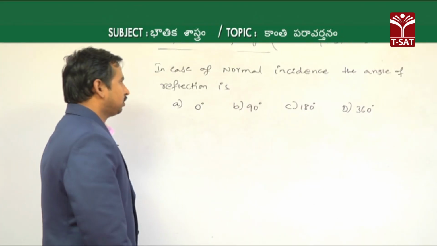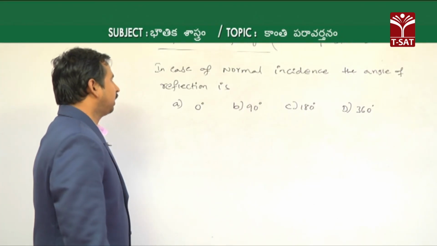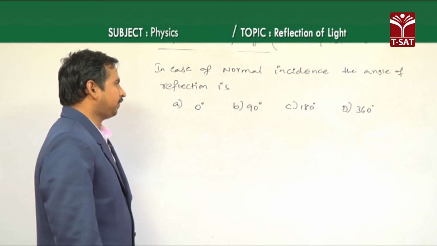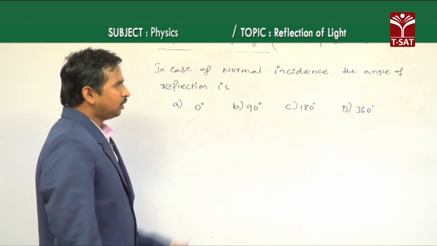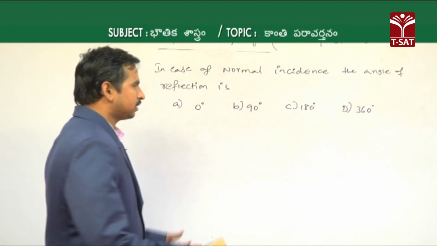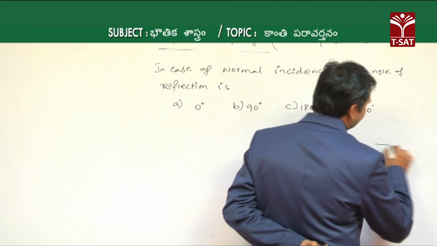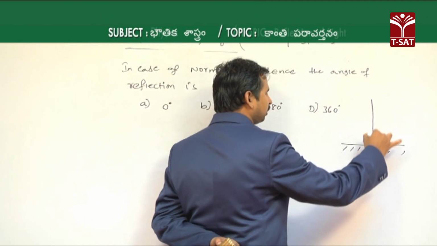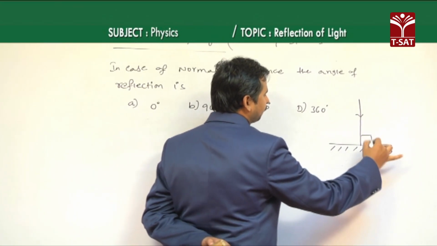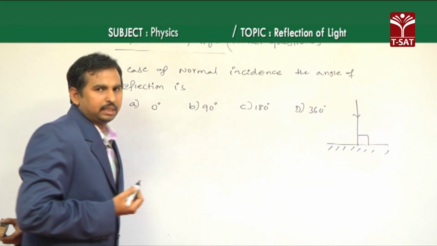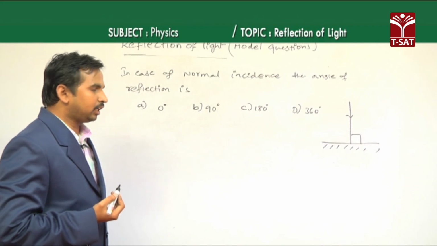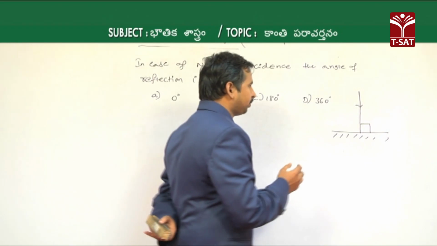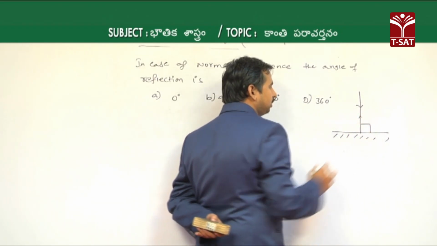Now, we will see another question based on reflection on the plane mirror. In case of normal incidence, the angle of reflection is, okay. See, normal incidence means the light ray is passing along the normal. For example, if this is the plane mirror, the light ray is incident on the mirror perpendicular to the surface. This is called normal incidence. Then in case of normal incidence, the light ray actually retraces back in the same path, going back along the same path.